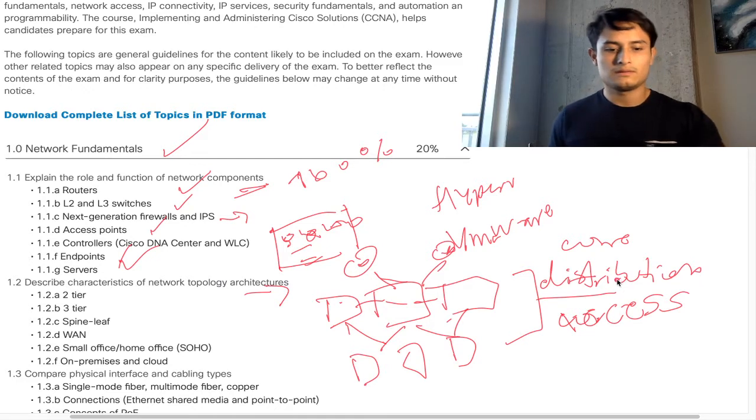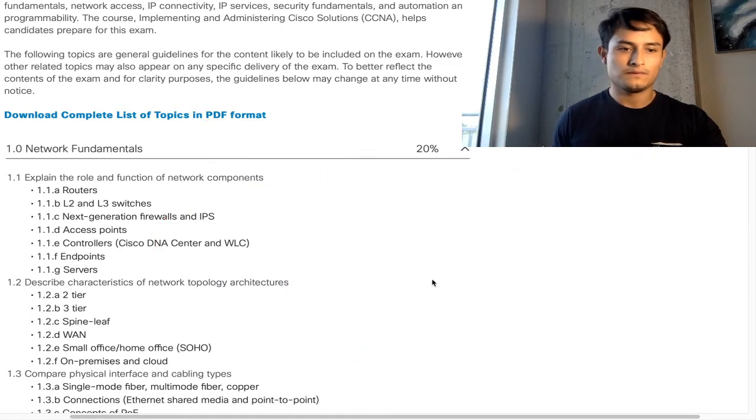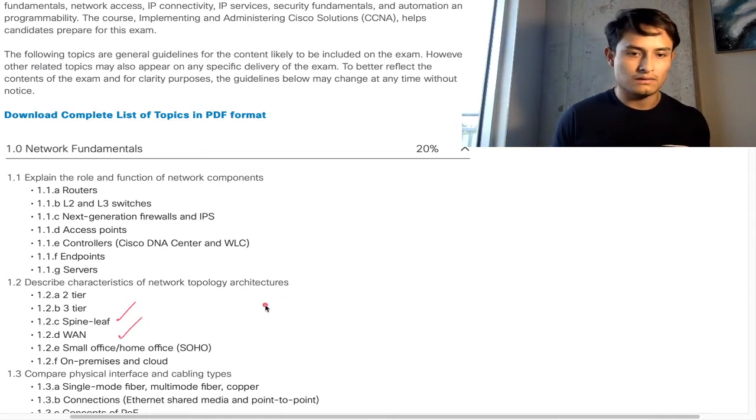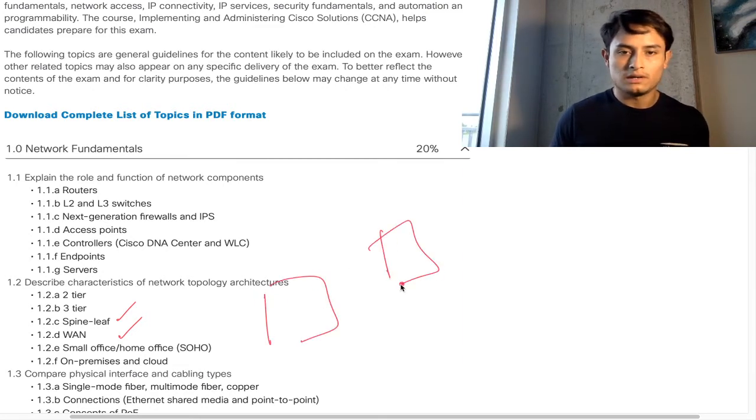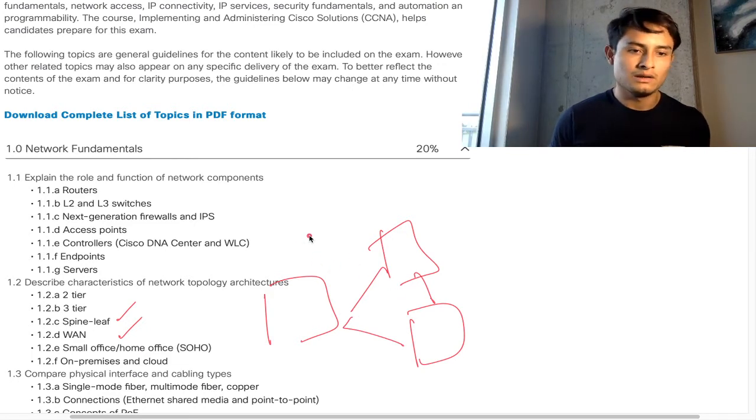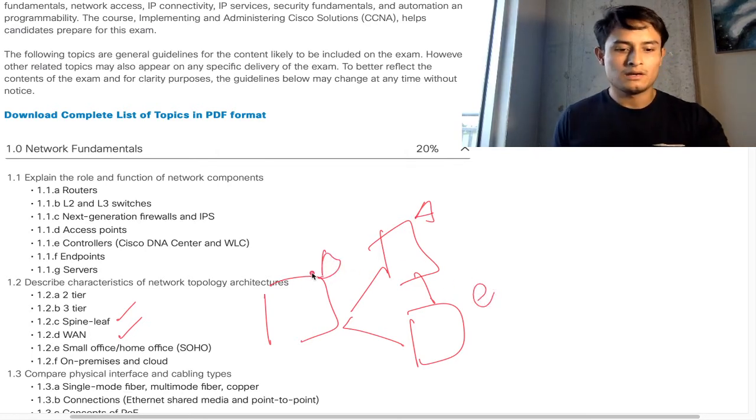All right, let me go ahead and delete this for you. Then moving on, spine leaf. You need to know what a spine leaf architecture looks like. You just look at some images of it. You just need to know what they look like. Now, one tier is just a few local area networks connected to each other. That makes this a one-tier topology, because here you have location A, location B, location C. Okay, let's see what else.